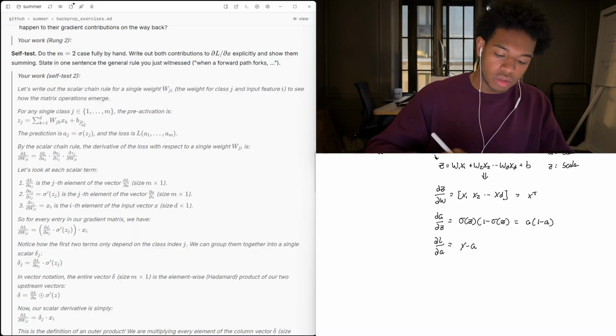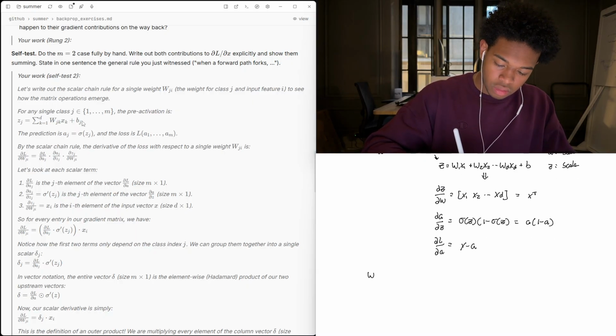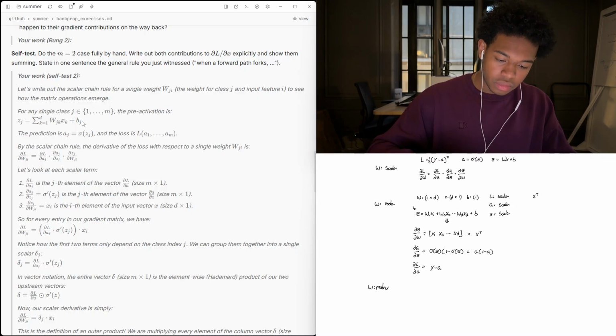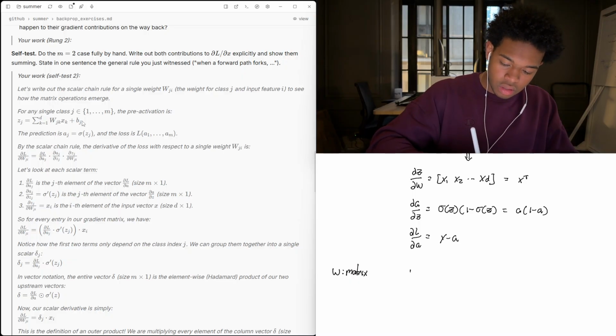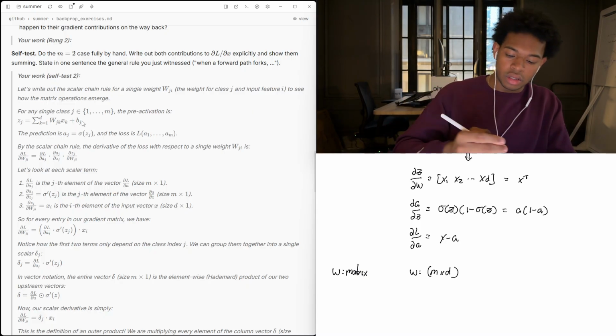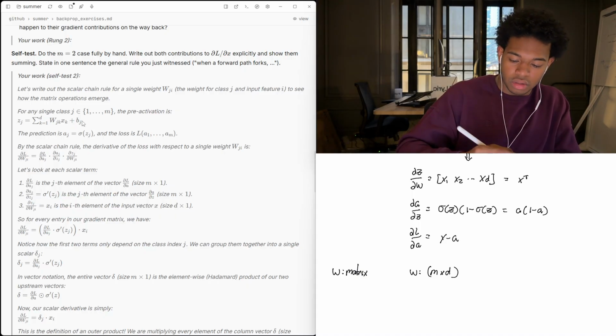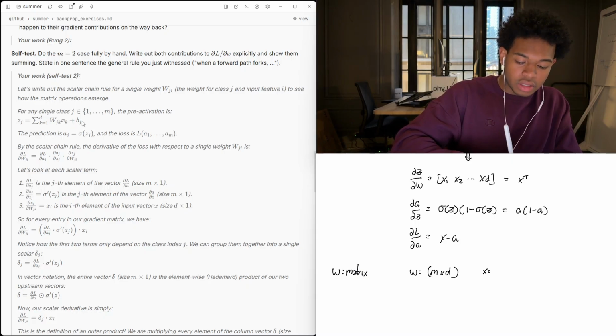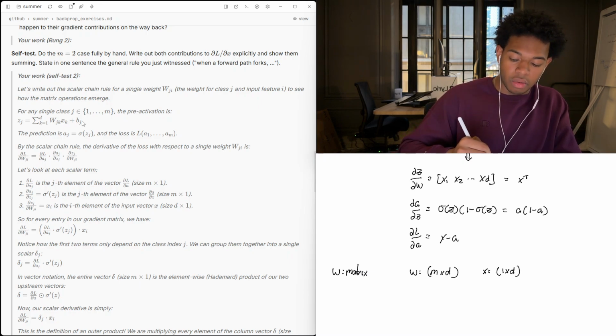Now, what if W is a matrix? Now we have W is M by D, where M is the number of heads. Could do H, whatever. And X is still 1 by D. Or is it D by 1? We said it's a column vector.